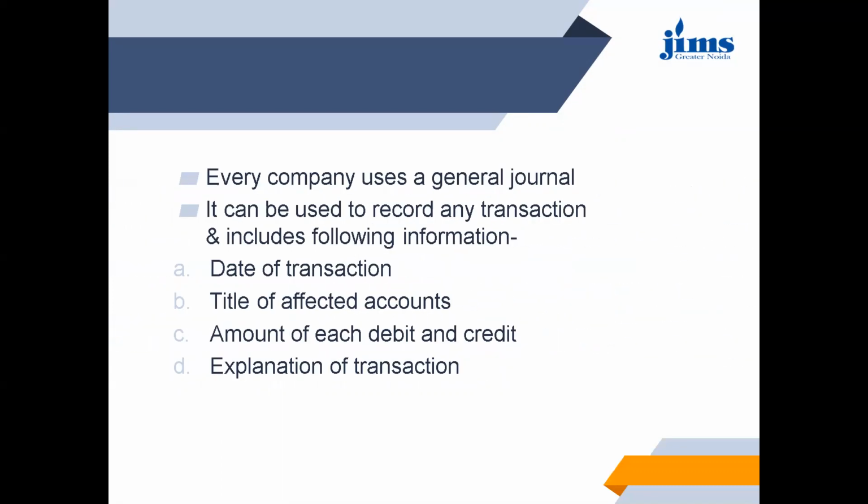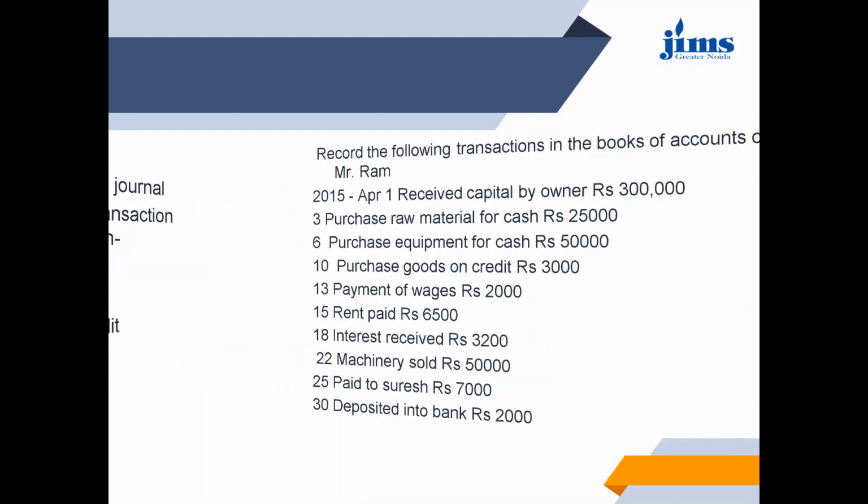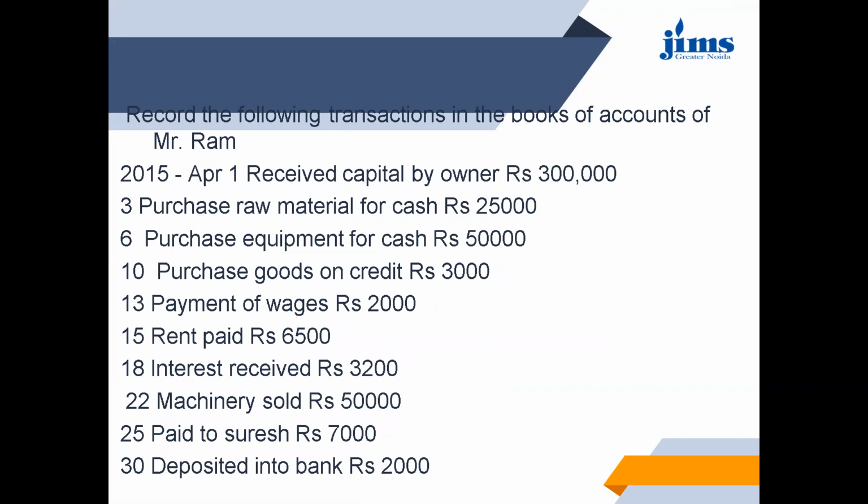So every company uses a general journal. It can be used to record any transaction, and it includes first the date of transaction has to be mentioned, then the title of the accounts, then amount of the debit and credit balance, and the explanation of the transaction. So this is the example of how every transaction will be recorded in the books of journal.